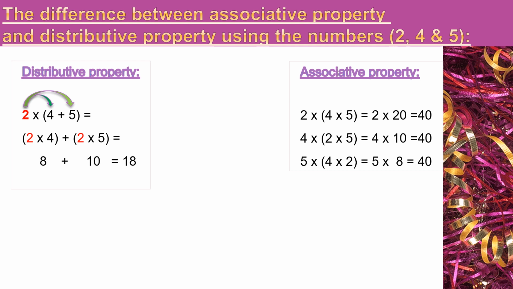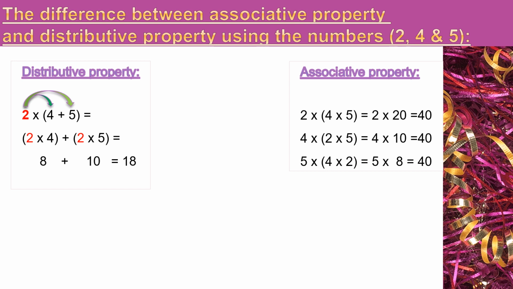Let's move to associative property. In associative property, we said that we use only one sign. So I will multiply 2 times 4 times 5. I will put 4 times 5 between two brackets. It will be 2 times 20, because 4 times 5 equals 20, equals 40. Let's give it another order. I will take 2 and 5 between two brackets: 4 times 2 times 5. 2 times 5 is 10, times 4 is 40.